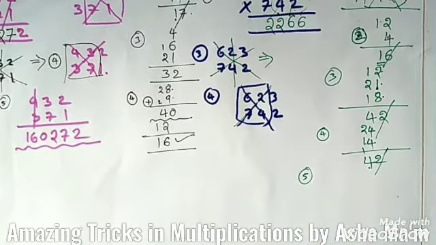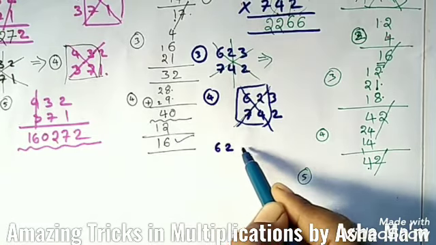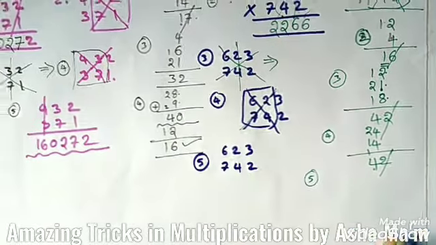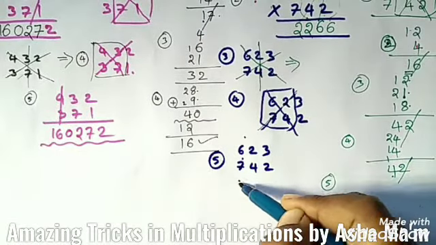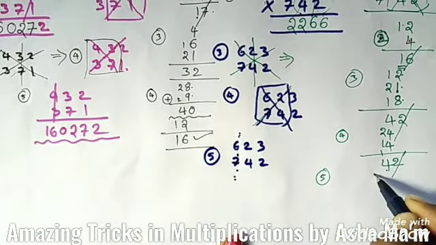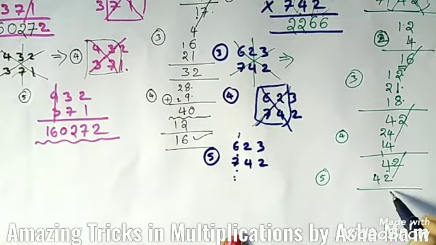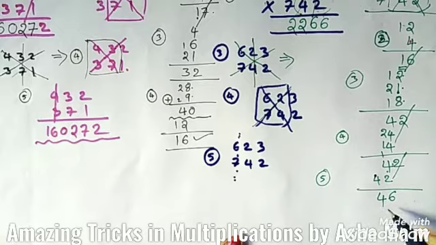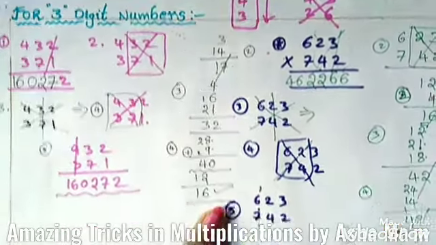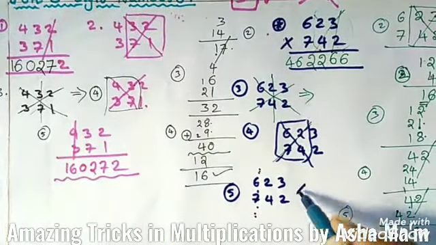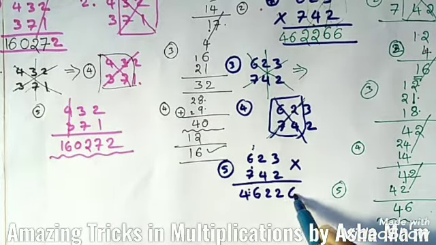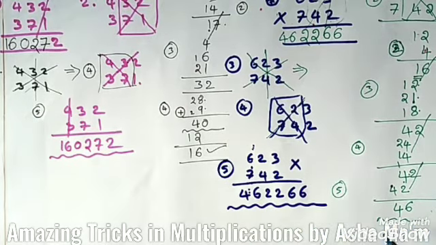Now in the last step, again the numbers I am going to write here, 623 742. In this fifth step, just the starting two numbers, 6 7s are 42, this 42, 4 plus 2 is 6, so 46. So this 46 you should write directly here. So students, this is the answer. If you multiply these two 3-digit numbers, you should get the answer 462266. Okay, this is the answer.